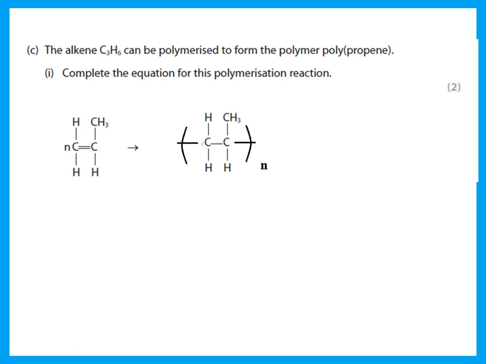And remember again, how do we name the polymer? If the monomer is propene, the polymer would be polypropene.